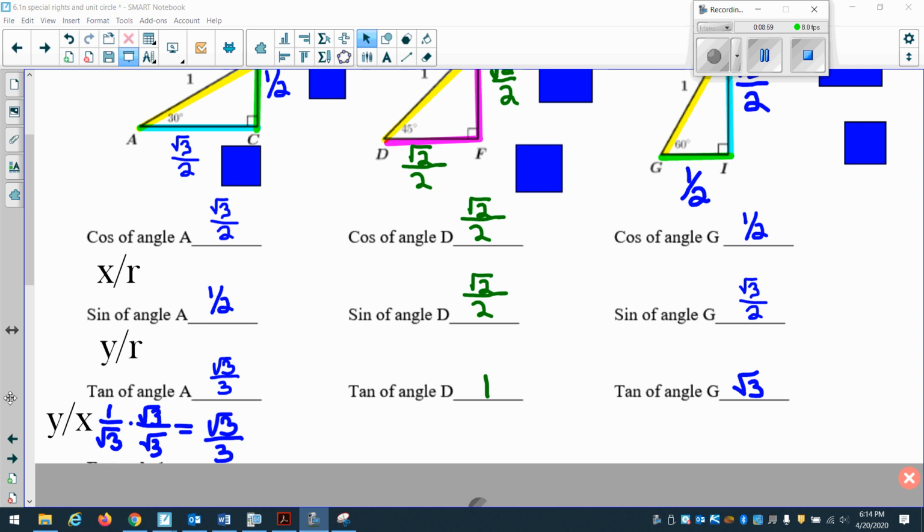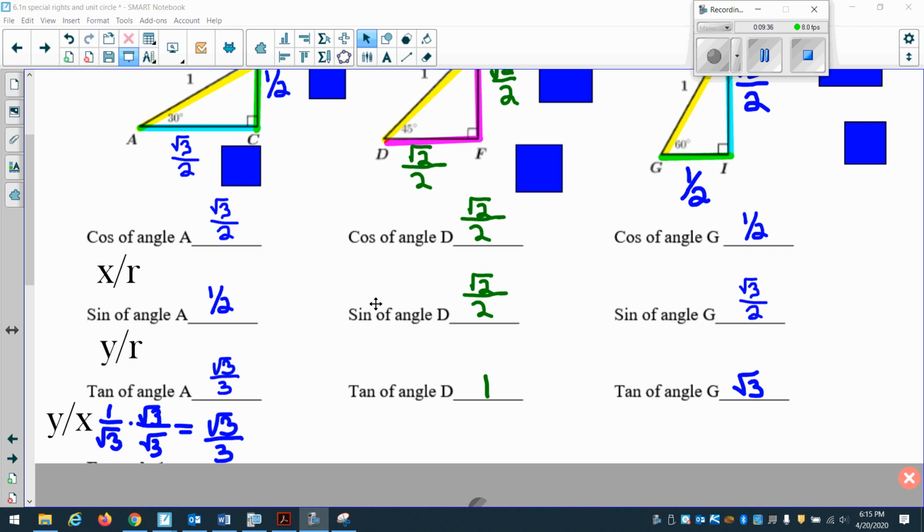Okay, so for the following measurements, cosine of angle A is root 3 over 2. And if you want to remember x over r, that works as well. Sine of angle A is 1/2, which is the green side length across from 30. Then tangent is y over x. Now, since they have the same denominator, those eventually will cancel out. So you're just looking at the numerators. 1 over root 3, multiply top and bottom by root 3, and that equals root 3 over 3 for the tangent of angle A.